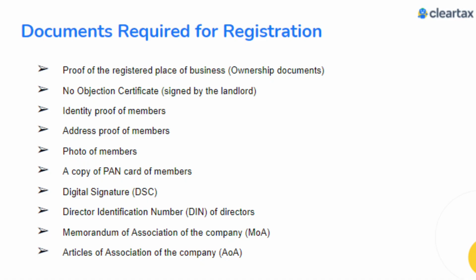The following are the documents required for the registration of a Nidhi company. Proof of the registered place of business. You could provide ownership documents or NOC issued by the landlord. Identity proof of all members. Address proof of all members. PAN card copy and photos of the members in the prescribed format. Digital signature. Director identification number of all directors. Memorandum of Association of the company or MOA and Articles of Association of the company, that is AOA.